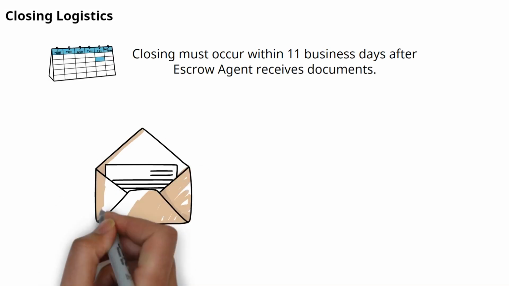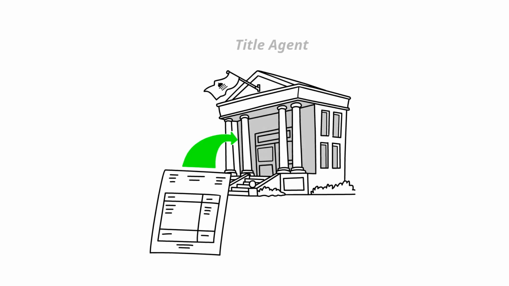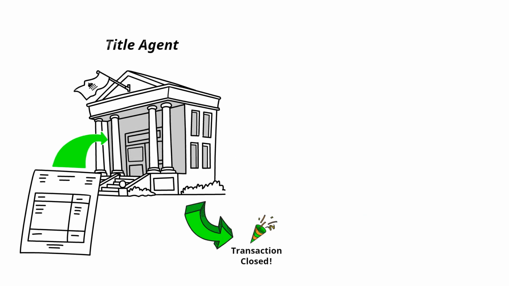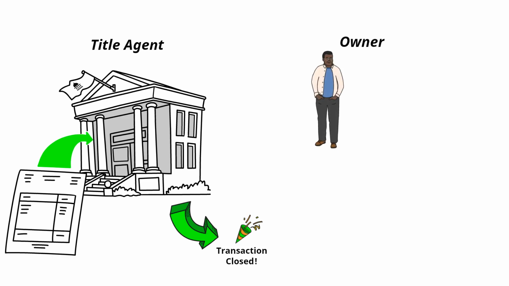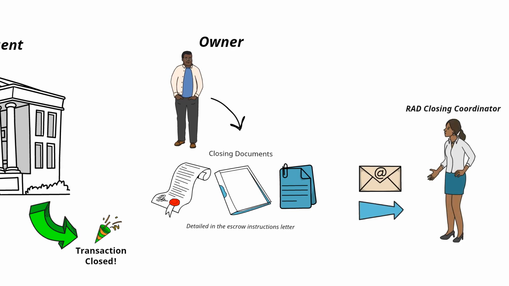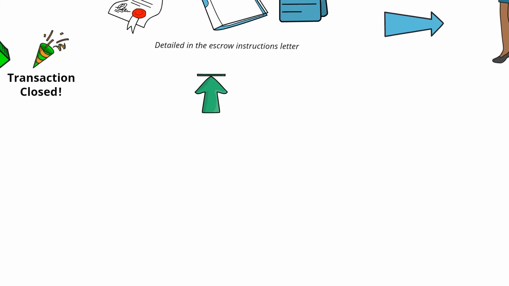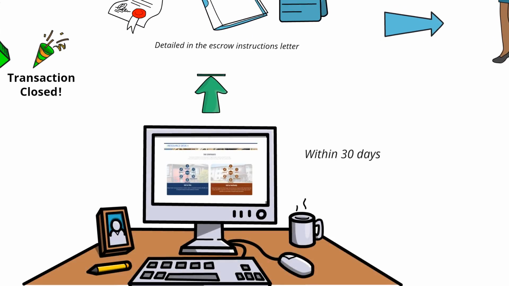Conditions for release of the documents are detailed in the escrow instruction letter, but generally include ensuring that all documents are dated, executed, and in recordable or final form. Once documents are released from escrow, the title agent is responsible for recording the documents, at which point the transaction is closed. Following closing, the owner is responsible for emailing the documents listed in the escrow instructions to the closing coordinator within 3 business days. The final closing docket must be uploaded to the RAD resource desk within 30 days.